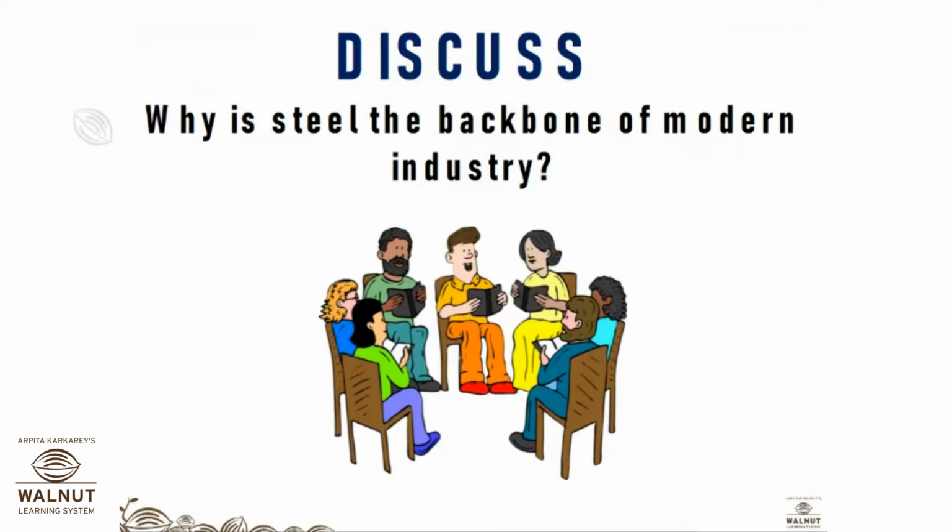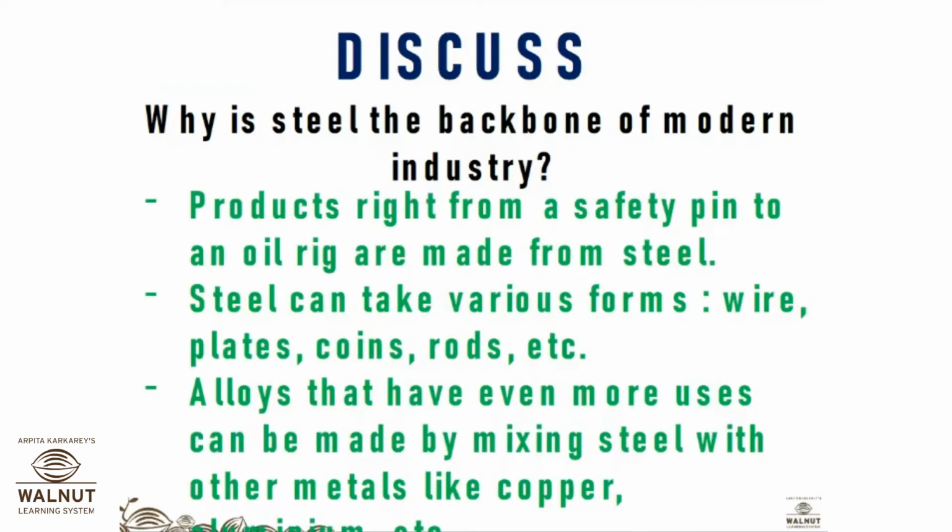So now we are going to see today's question that you have to answer. And again, when I open the textbook, you will get a correct answer for it there also. So basically, you will see that products right from a safety pin to an oil rig are made from steel.